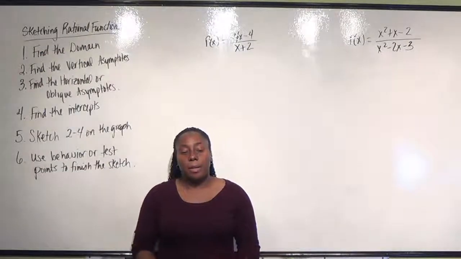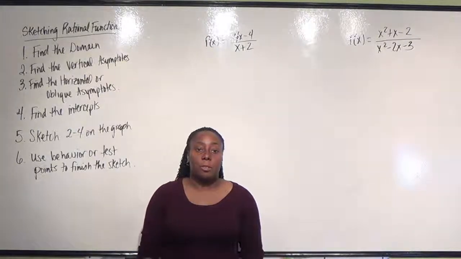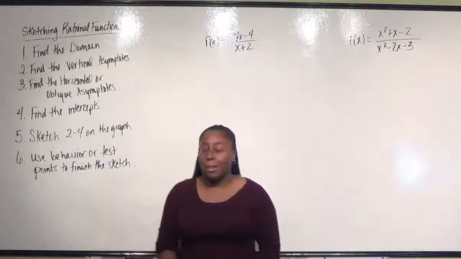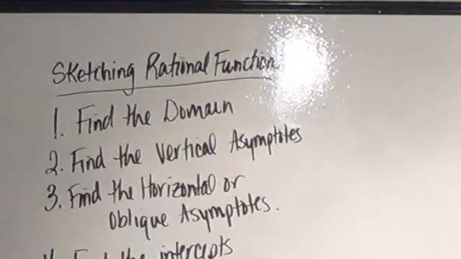Now that we know how to find the domain and the asymptotes, let's use those along with the intercepts to sketch some of these rational functions. Okay, so here's a quick outline of what we're going to do to sketch them. First thing we want to do, just like finding the asymptotes, is to start by finding the domain of the function. Then we're going to find the vertical asymptotes using that domain.